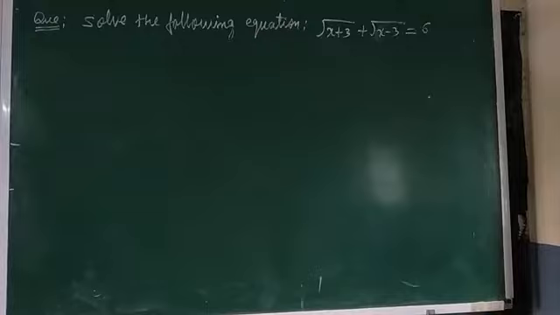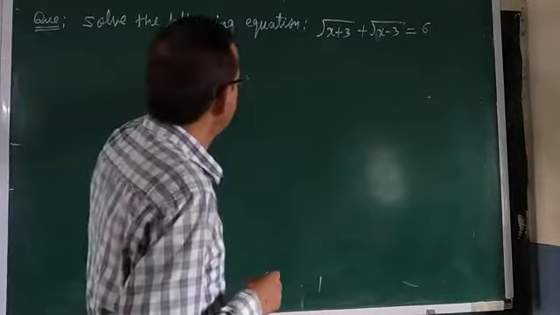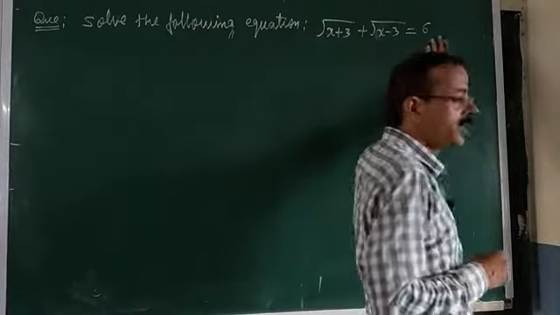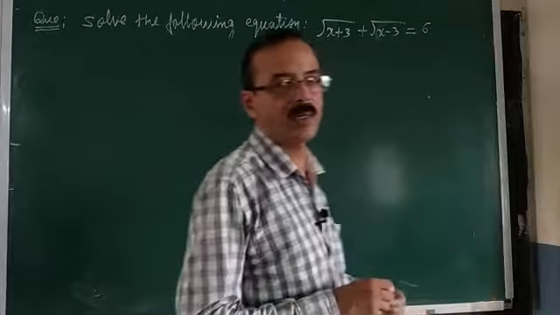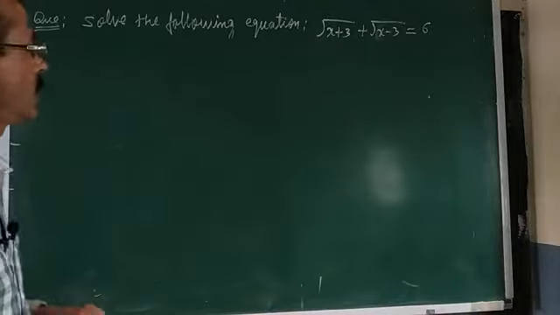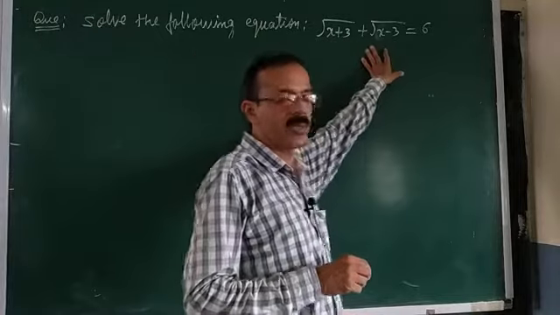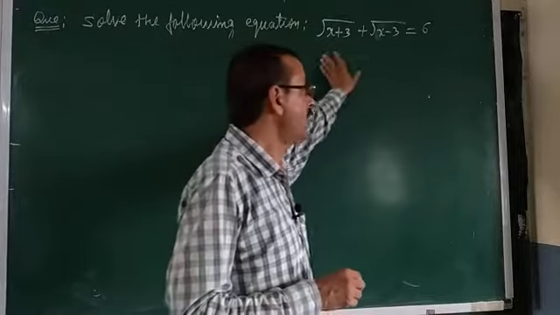So question number 13. Solve the following equation: under root x plus 3 plus under root x minus 3 is equal to 6, of exercise 6.2. Now let's see how you will solve that. This is under root, so first you have to remove the square root. How? By squaring both sides.